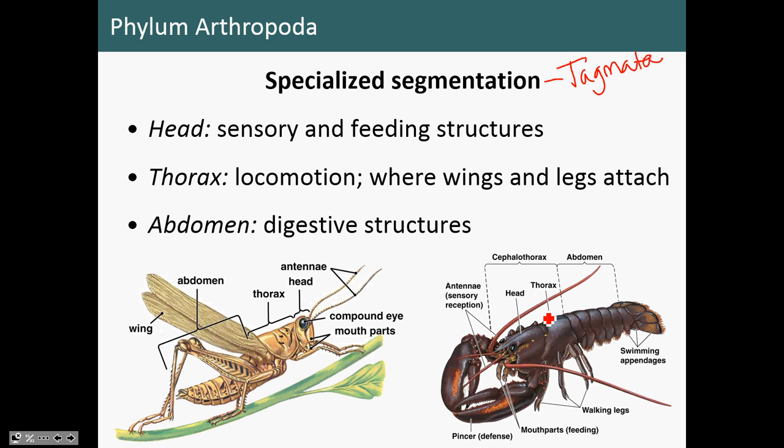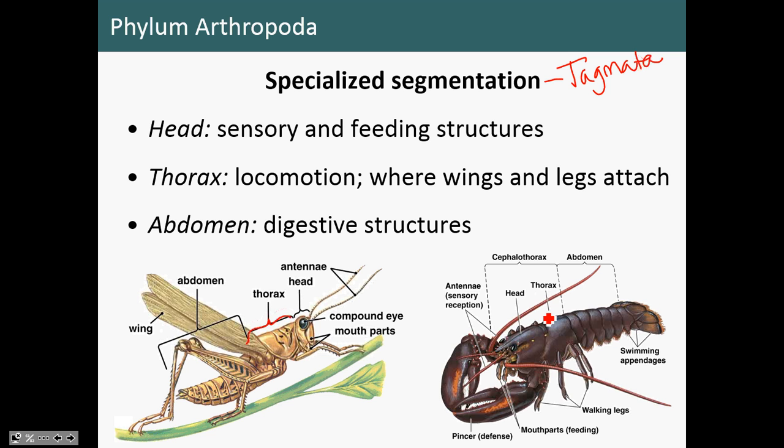The thorax is the middle structure, and so here on our grasshopper, the thorax is right here, and the thorax is where locomotion happens. So this is where wings attach, and this is where legs attach. So all of the legs will be attached to the thorax. If they're attached to the head, they're not legs, they're antennae or sensory structures, right?